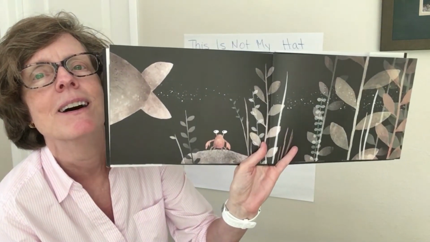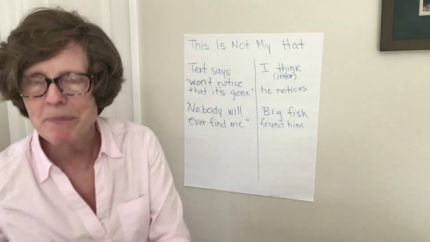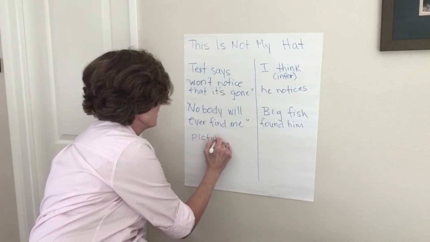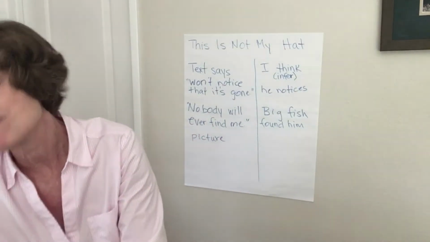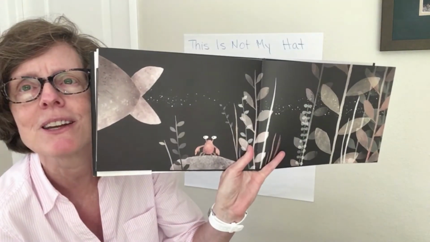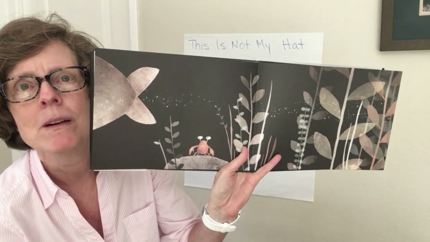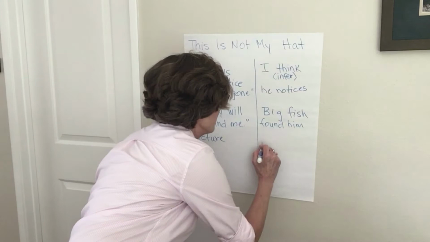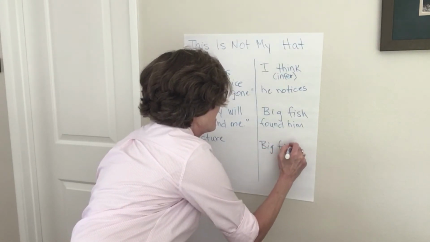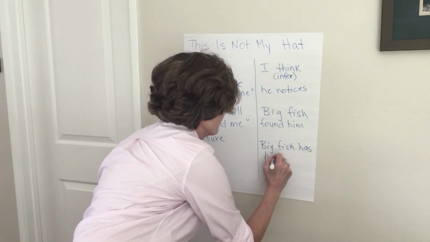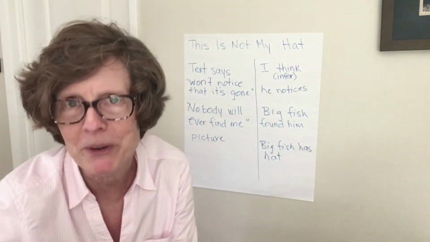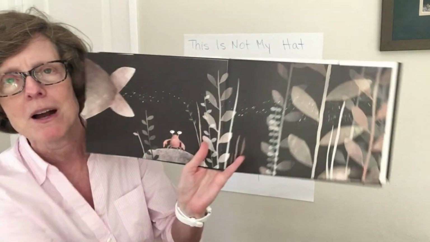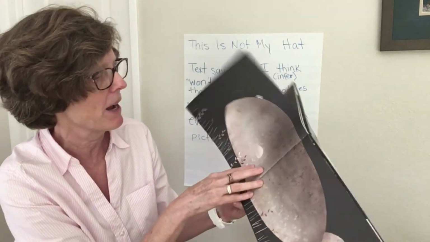What's happening here? We have to infer something, right? So we have no words, we just have a picture, right? What does our brain tell us happened here? Did the big fish find him? Does the big fish have his hat? What do you think? Oh my gosh, maybe the big fish found him. Big fish has hat. A little bit more of a prediction maybe than what we know because we're not sure yet. We're just making a guess that the big fish might have found the little fish and gotten his hat back.